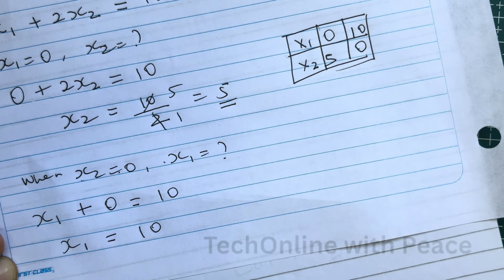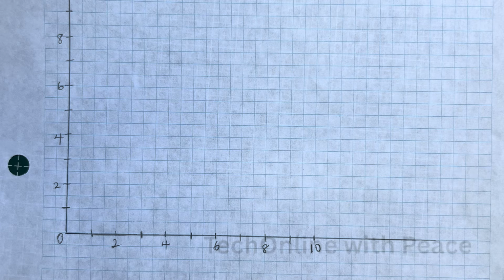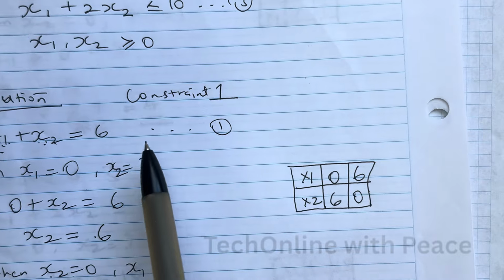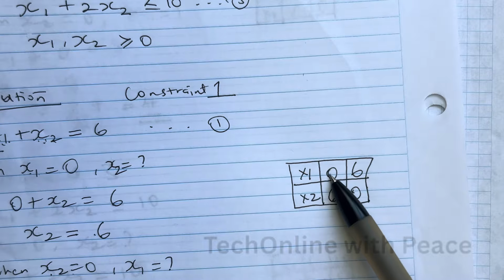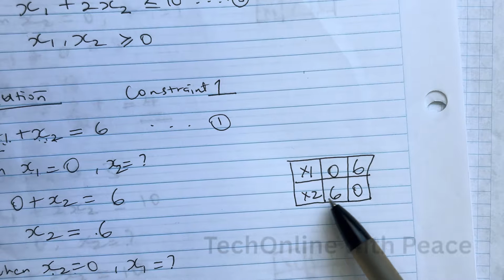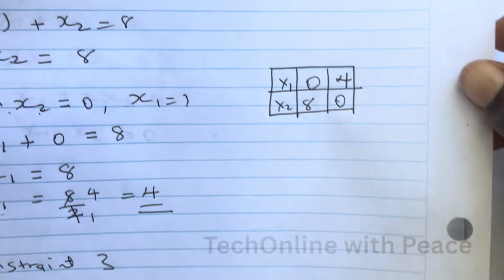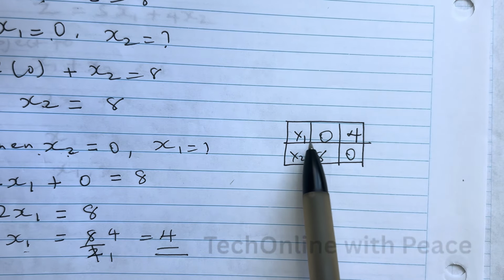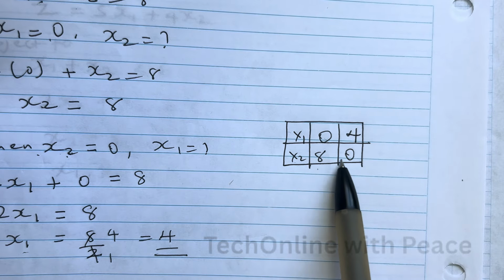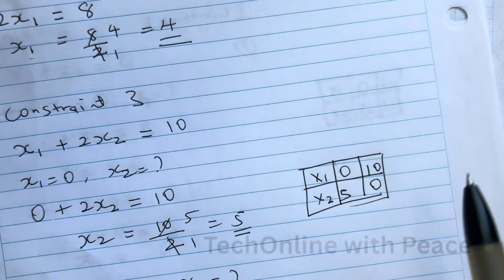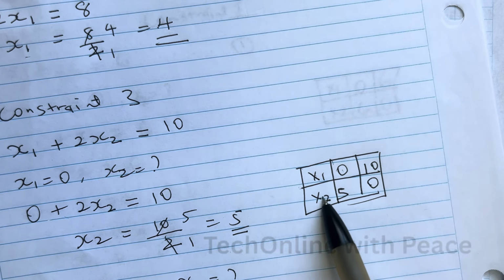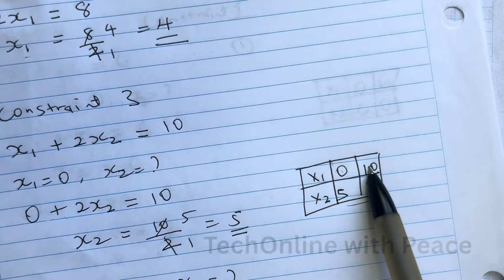So the next thing we are going to do is to represent this first constraint, second constraint, and the third constraint on our graph to know our feasible region. To represent this on a graph, we are going to consider our constraints. Remember, for our constraint 1, which we solved together, when x1 is 0, x2 is 6, and when x2 is 0, our x1 is 6. The same thing with our constraint 2, which says when x1 is 0, x2 is 8. When x2 is 0, x1 is 4. Same with the third constraint, which says when x1 is 0, x2 is 5. When x2 is 0, x1 is 10.